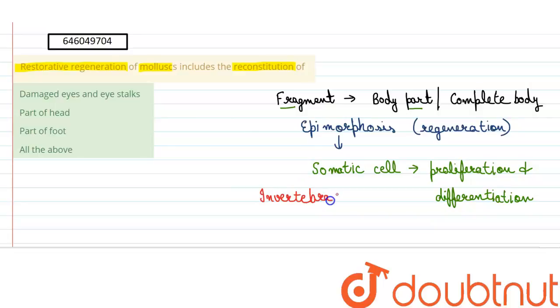So if we talk about molluscs, as it is given in this question, restorative regeneration can replace the damaged eyes and eye stalks, head and foot as well. So the right answer here is option D, all of the above.